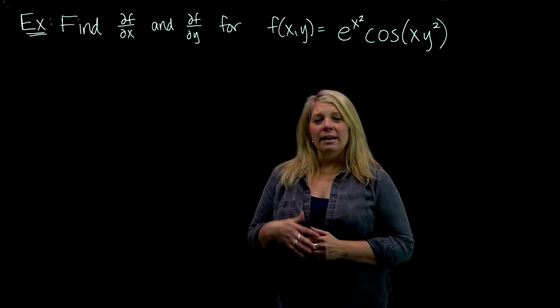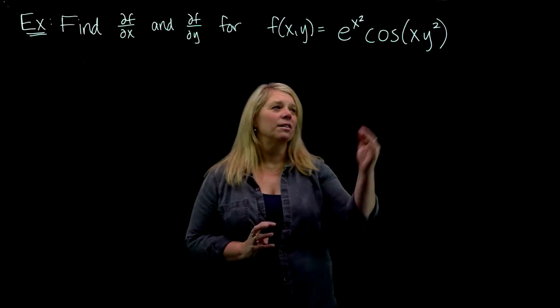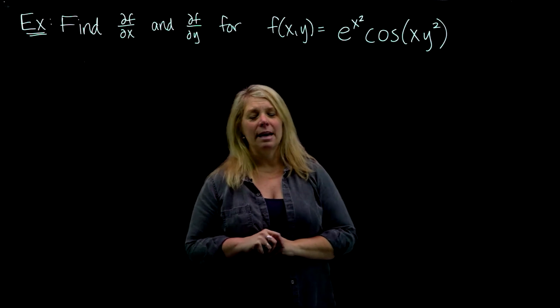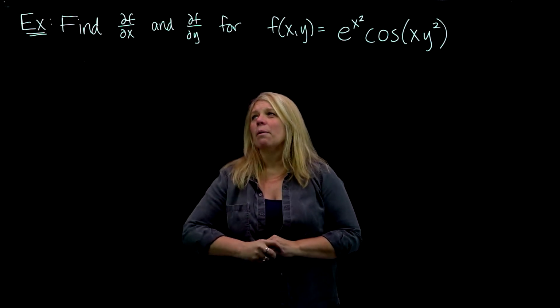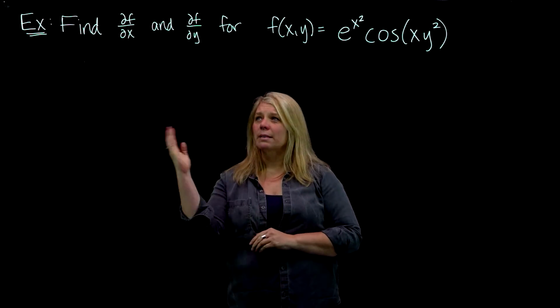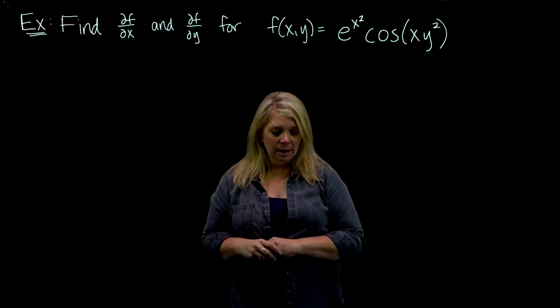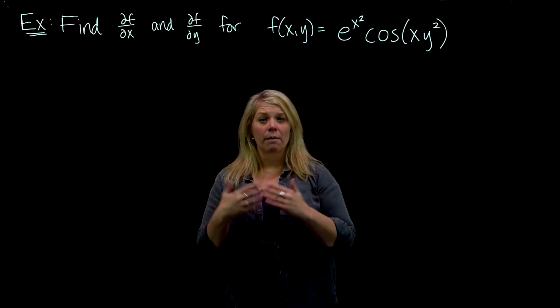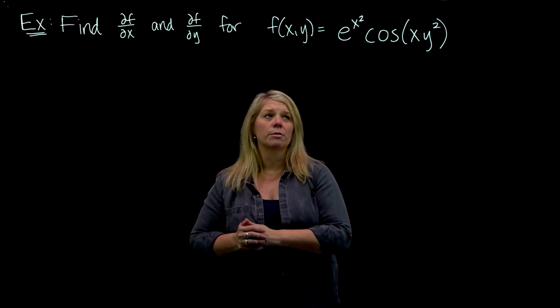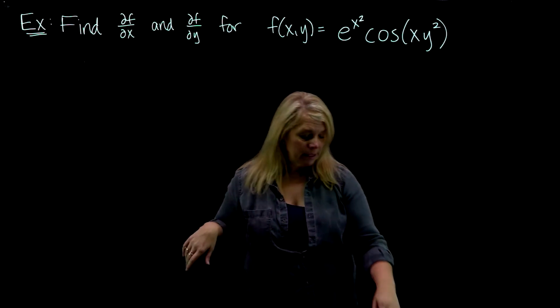Okay, we're going to just find some more partial derivatives here. So this is a slightly more complicated example than the last one we looked at. We're just going to find a partial derivative of this function with respect to x and then with respect to y. So the first thing I pay attention to here is where are my variables, where are my x's for the partial derivative with respect to x, and how are they connected to each other.